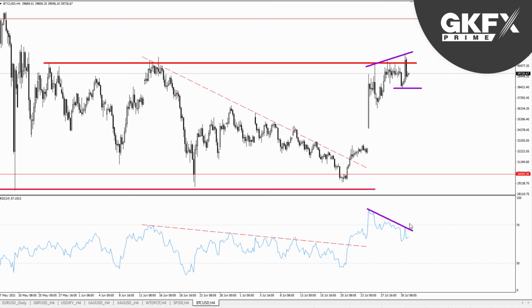If that doesn't work and we push up to overbought again, and we get through 41,500, then you start looking towards the breakout again. But for the time being, it looks like a false breakout.